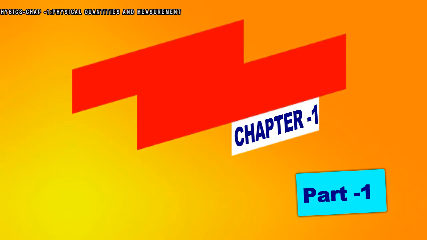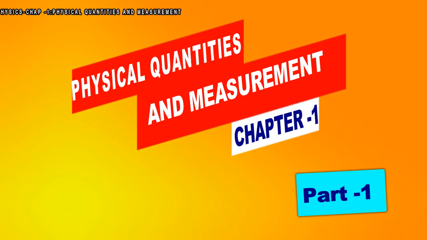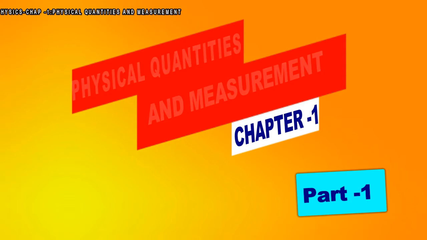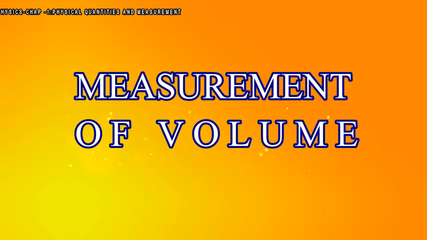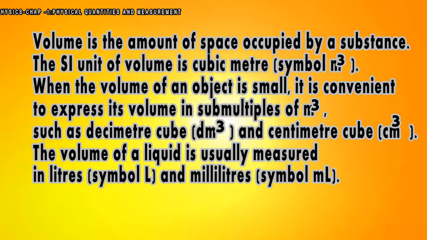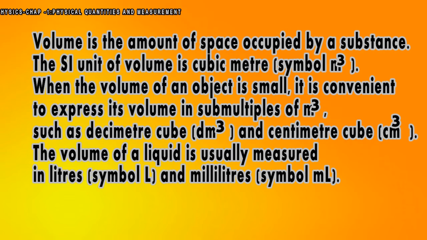In today's physics lesson, we are going to discuss chapter number 1, Physical Quantities and Measurement. In this chapter, we will discuss first what is volume. So, volume is the amount of space occupied by a substance. The SI unit of volume is cubic meters or meter cube.